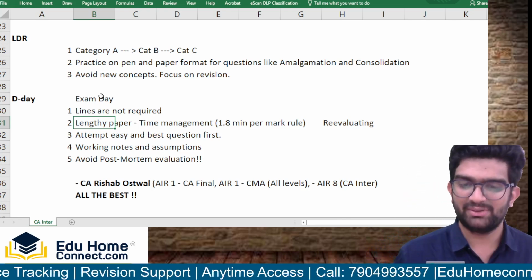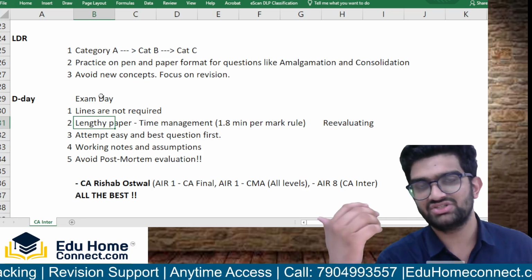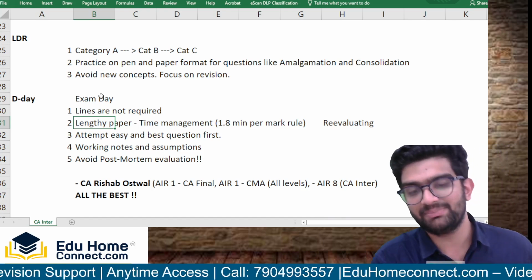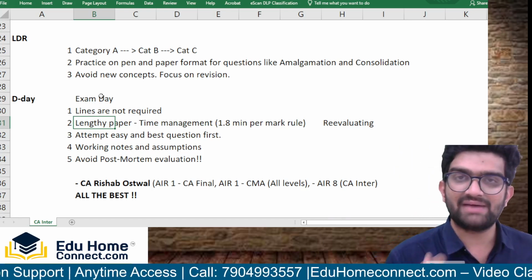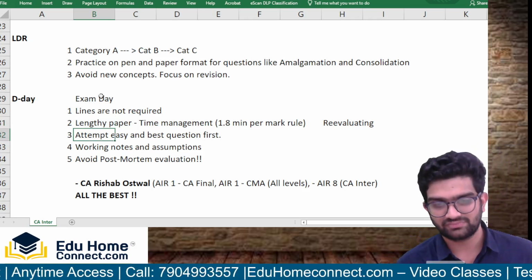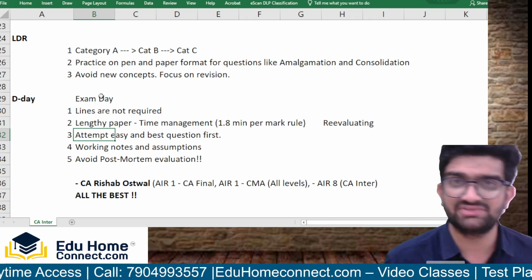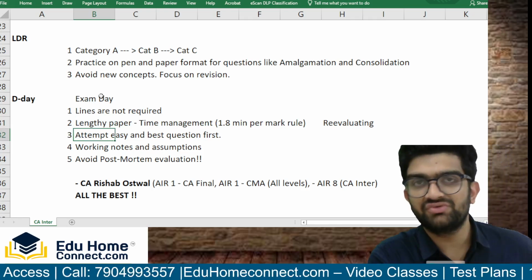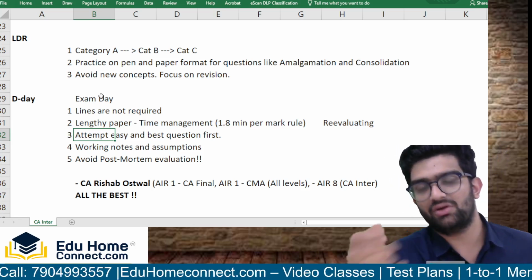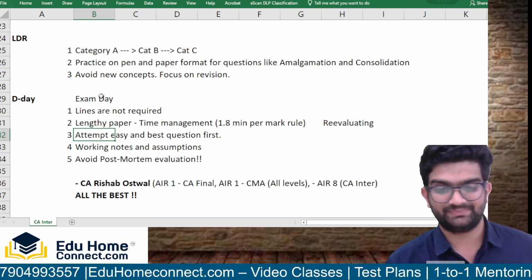So follow a simple 1.8 rule. You have 3 hours generally, and you have 100 marks to attempt. So follow a simple 1.8 minutes per mark rule, and you need to keep re-evaluating whether you are on track or off track on a regular basis. Attempt easy and best questions first, because this would set the tone for the examiner. The first impression is the last impression, and also it would build confidence within yourself.